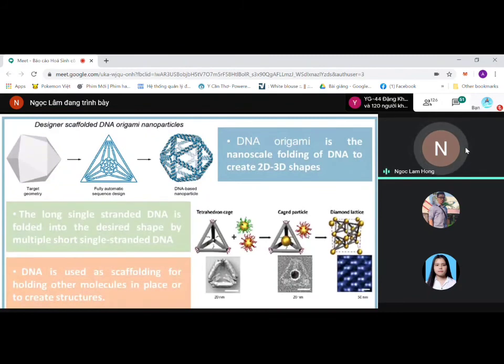folding up of DNA to create two-dimensional and three-dimensional shapes. The long single-stranded DNA is folded into the desired shape by multiple short single-stranded DNA. So we can realize that DNA is used as scaffolding for holding other molecules in place or to create structures.